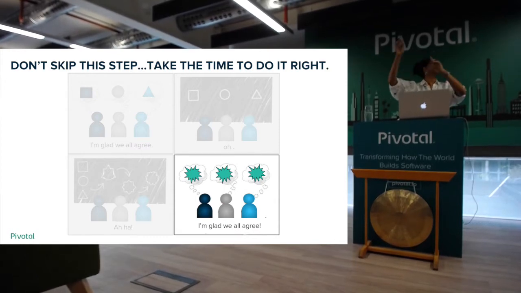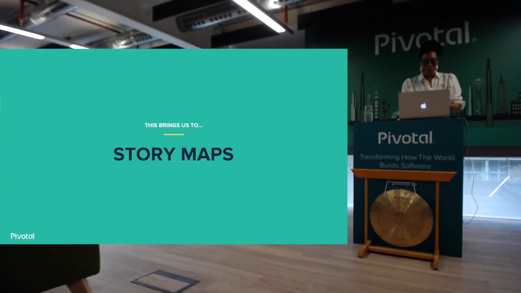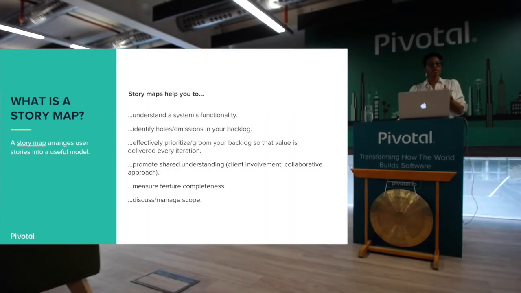So now I know we're here. Story maps. So what is a story map? A story map is where it arranges user stories into a useful model. So it helps you to do a variety of different things.